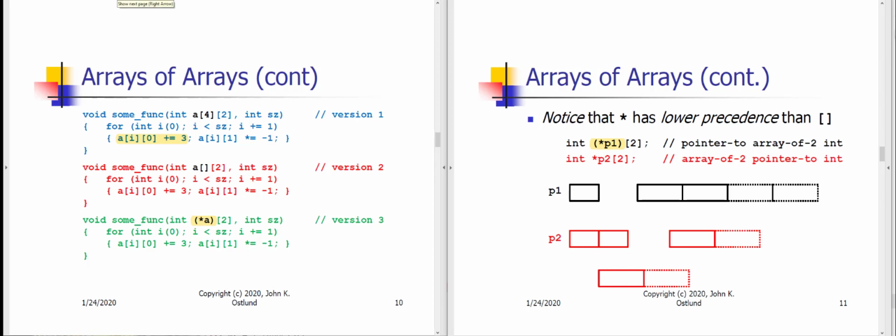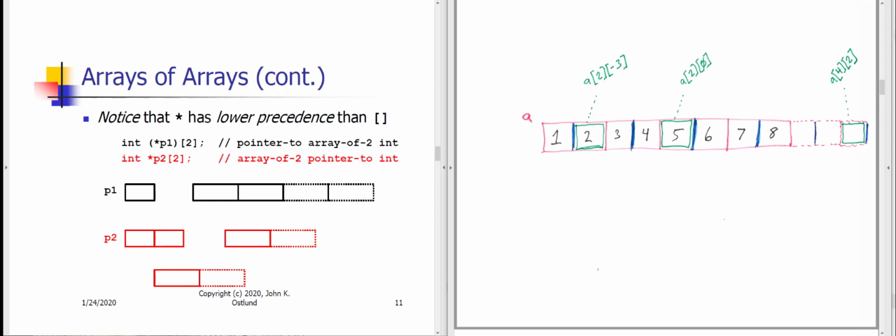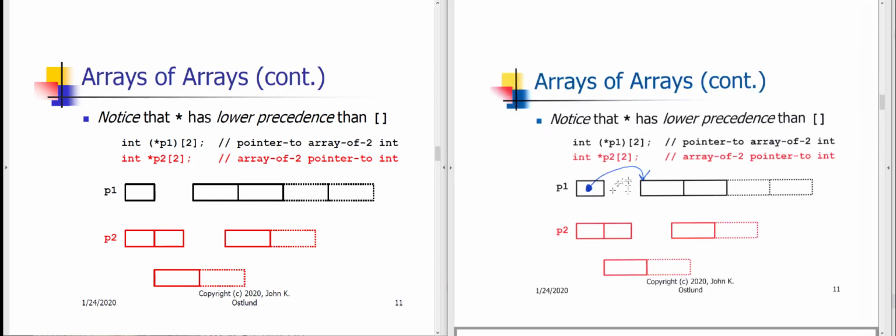Okay, so in my diagram here, actually let me move slide 11 over to the left here so that I can show my diagrams on the right side. All right, so here's P1. P1 is uninitialized, but it does contain the address of something. So wherever P1 currently is pointing, the compiler assumes is an array of 2 integers. And if I add 1 to P1, then I'm going to get the address of this next array of 2 integers, and so on.